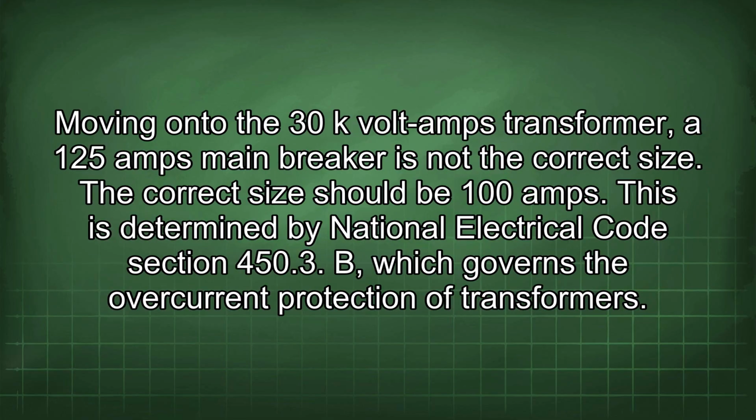Moving on to the 30 kVA transformer. A 125 amp main breaker is not the correct size. The correct size should be 100 amps. This is determined by National Electrical Code Section 450.3(B), which governs the overcurrent protection of transformers.